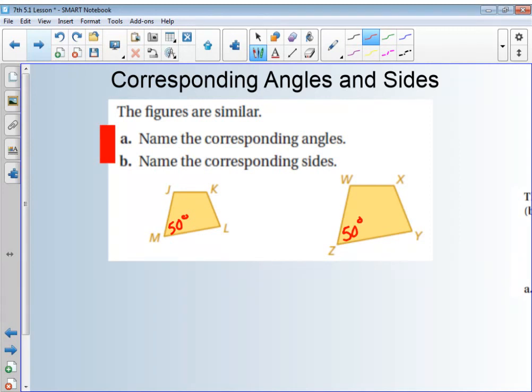If I said that angle K was 120 degrees, what angle on WXYZ is also 120 degrees? Well, that would be X. So that's working corresponding angles. If they give you one of the angle measurements on the other figure, you're able to identify that other angle measurement.